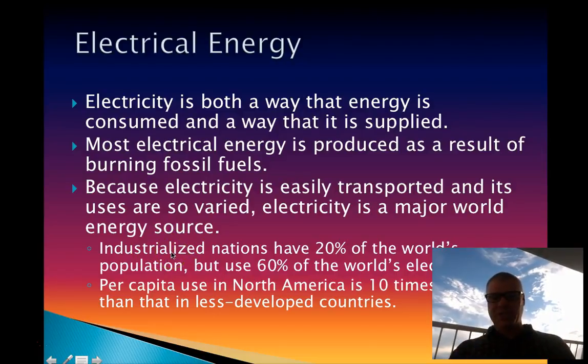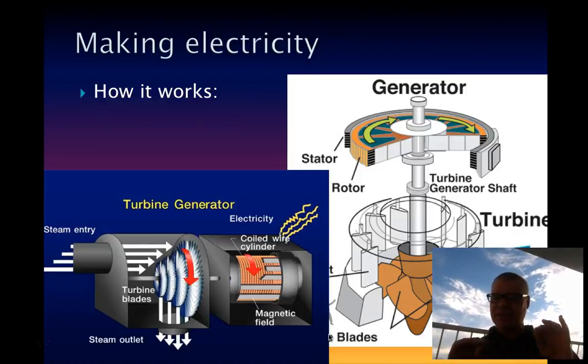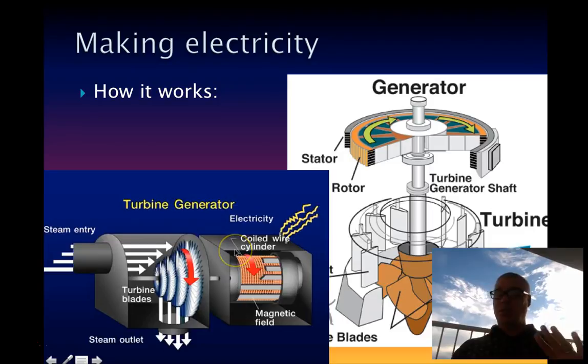So industrialized nations have about 20% of the world's population, but use 60% of the world's electricity. Per capita use in North America is 10 times greater than in poorer countries. So this is how it works. And this is a key point here, because this gets us to how renewable energy can work. So this is how electricity is generated.